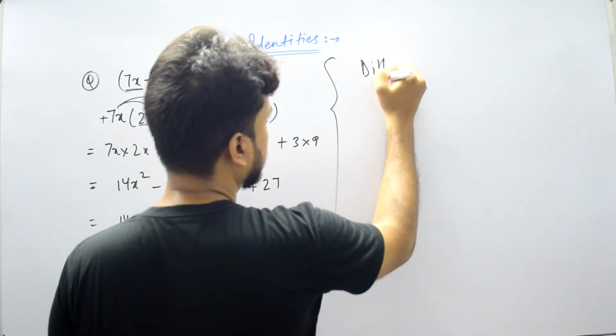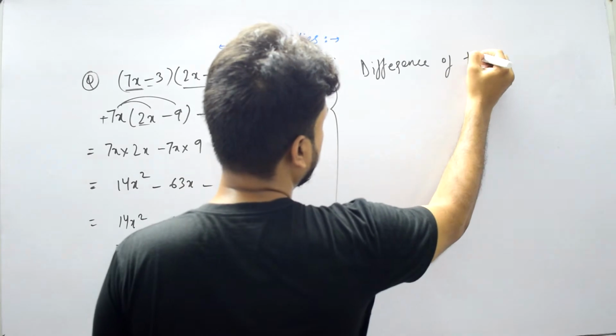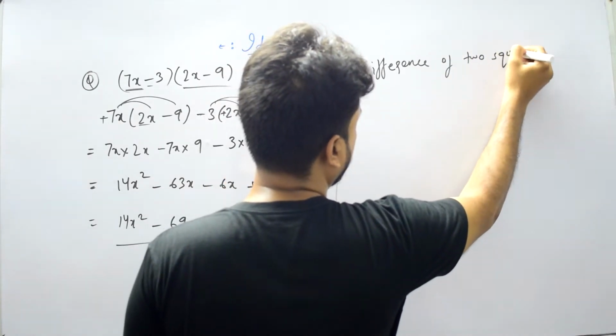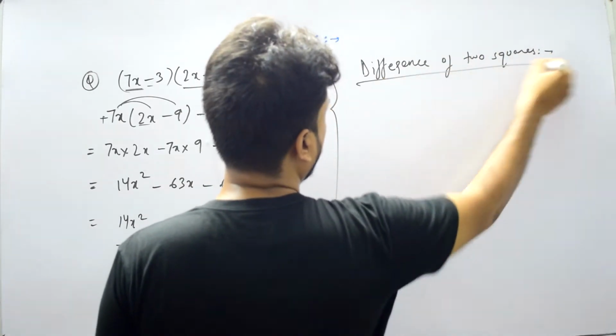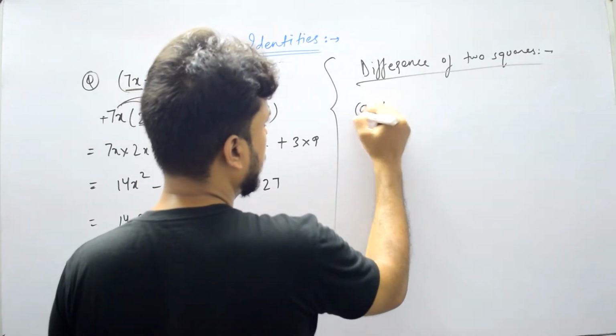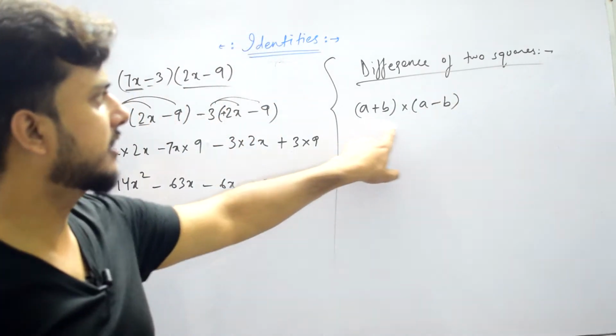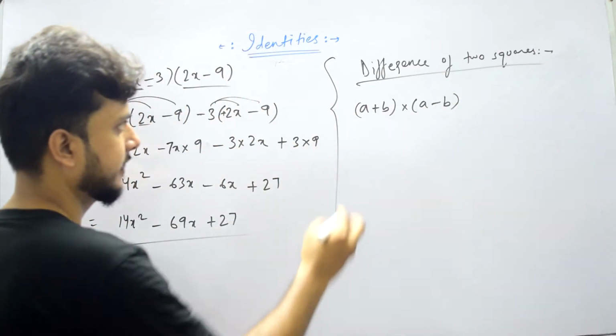Now let us see, our next topic is difference of two squares. Suppose we have a term like this: a plus b multiplied by a minus b. Suppose we have this product. So see what happens.